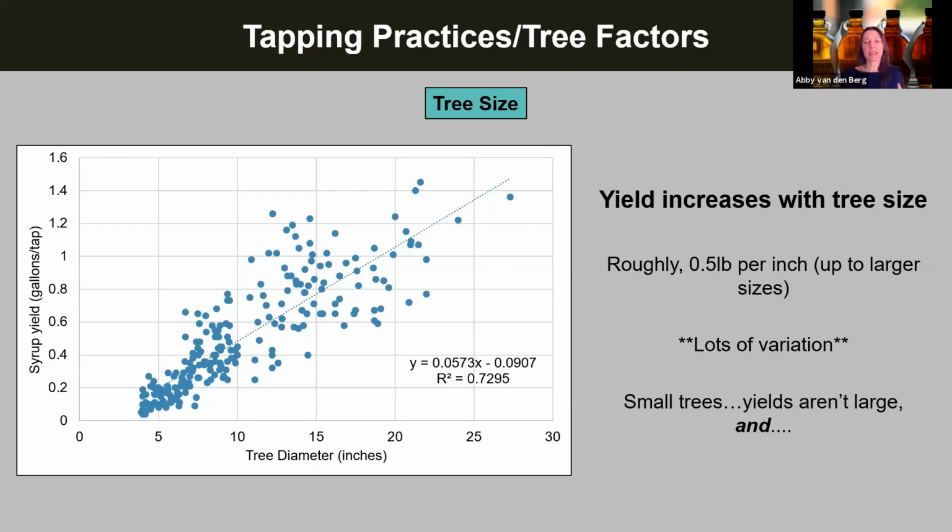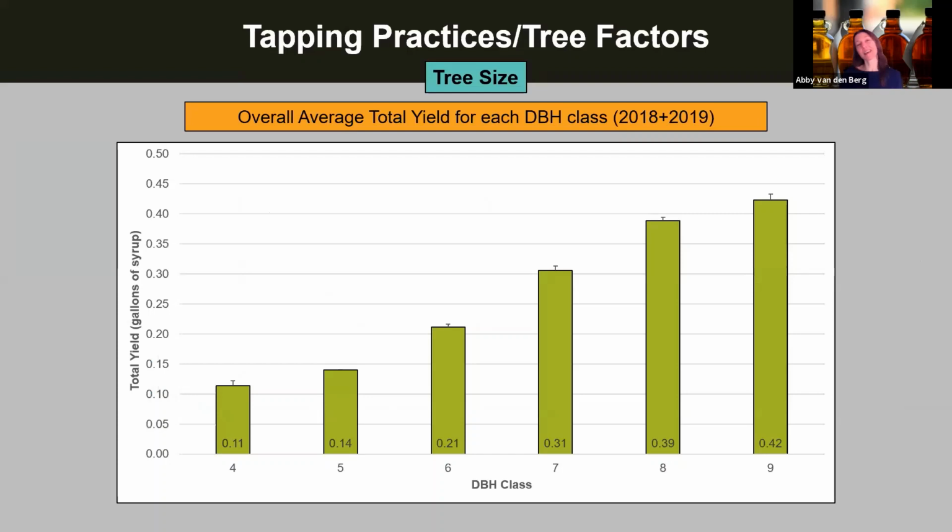So not only are small trees' yields not so big, we have some other things that play into making tapping small trees even less of a good idea, I should say. Well, here's another set of data from a study where we were just looking at the yields from kind of tiny trees. On first look, you could say, well, wow, a 4 or 5 inch tree could get me 1/10 of a gallon of syrup per tap. And that's not nothing.